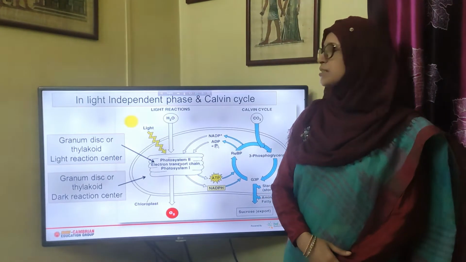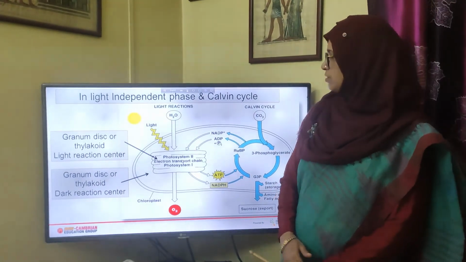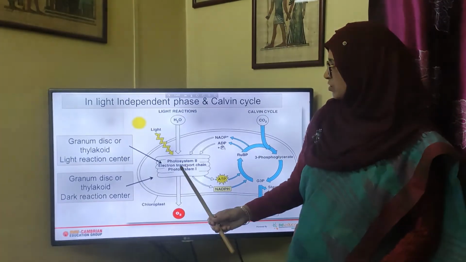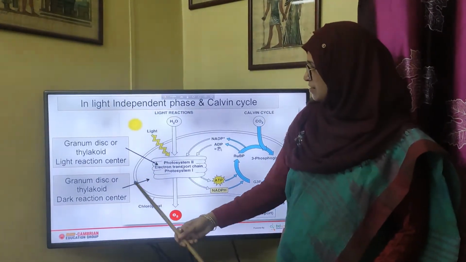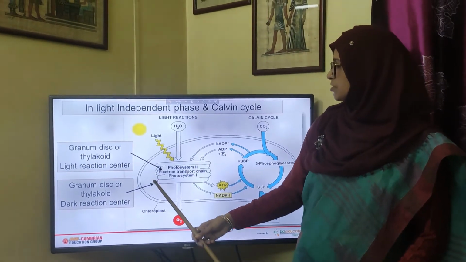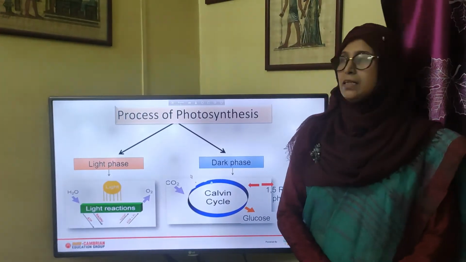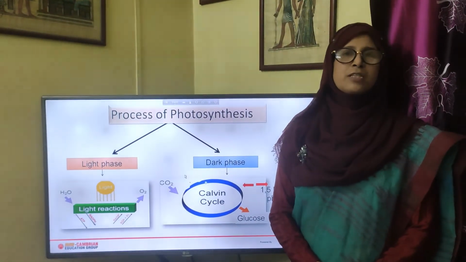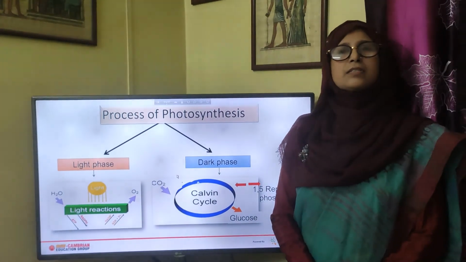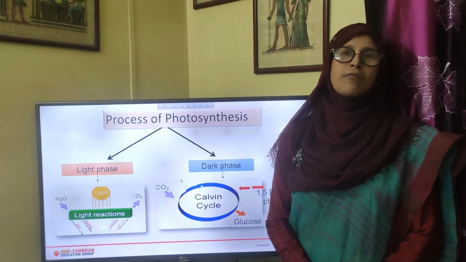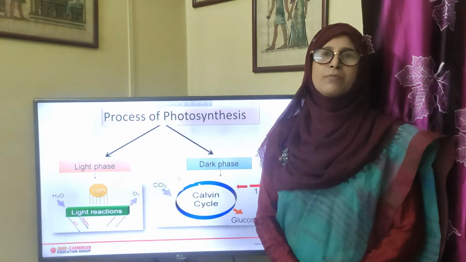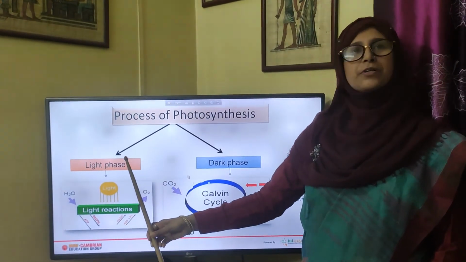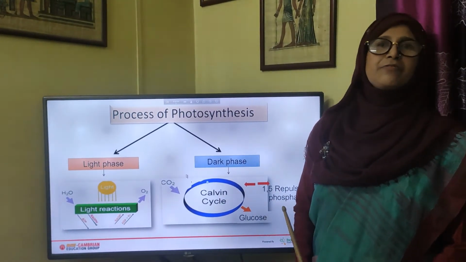So in this process, two reactions occur in two parts of the cell. The first one is the light reaction, whose center is the granum or thylakoid, which is present in the chloroplast, and the second one, the dark reaction, takes place in the stroma. Now the process of photosynthesis. Photosynthesis is a long and complex process. In 1905, the British physiologist Blackman first discovered this process, and according to him, this process is divided into two: light phase and dark phase, or light dependent phase and dark dependent phase.